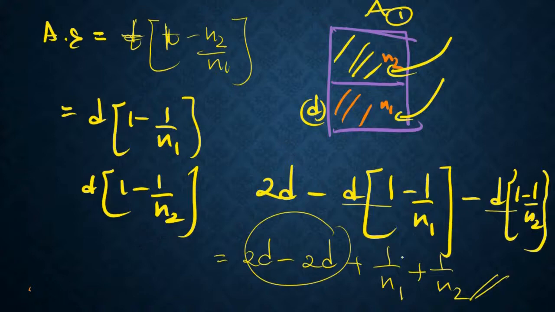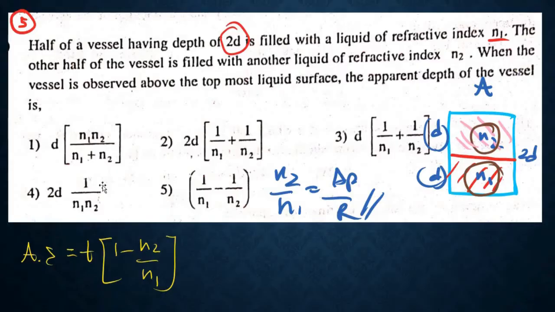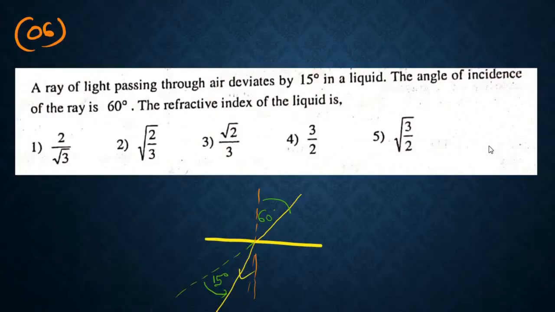One point missing, actually d is here, right? d is common, so d over n1 plus d over n2, right? Let's look at the answers we have. It's d, yeah, third answer, right? That's the third answer we have. This is the answer, right? Moving into the sixth question.